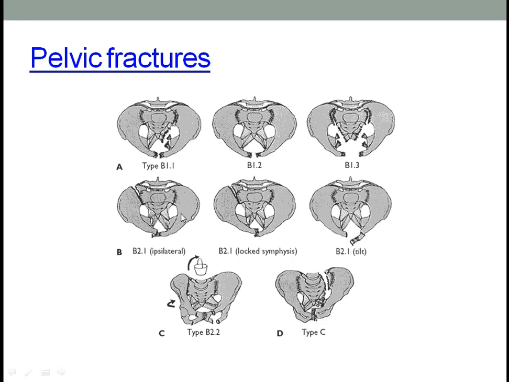This is another type of pelvic fracture. Here, anterior superior ramus, and here posterior fracture of the ilium and involvement of the sacroiliac joint.